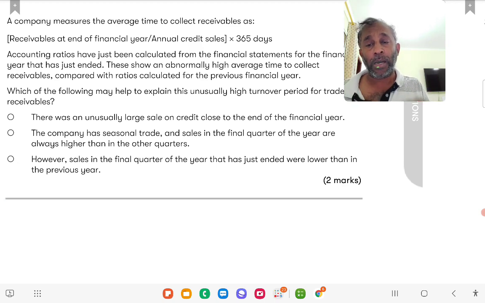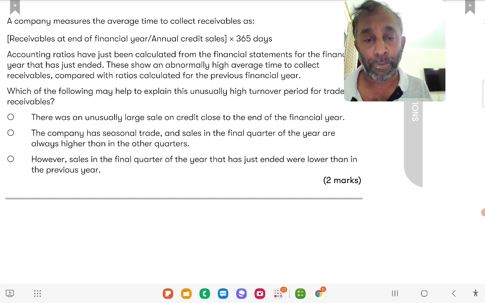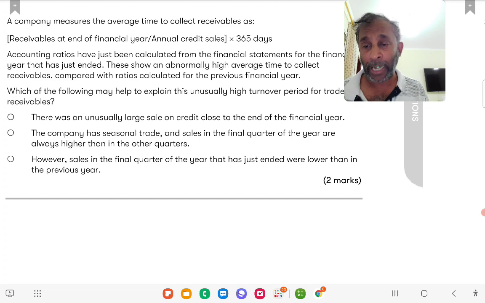Obviously, when you have more credit sales and high credit sales, then what is going to happen is that your receivables will be more. When the receivables will be greater, then your receivable ratio will be high. So option number 1 seems to be correct. The company has seasonal trade and the sales in the final quarter of the year are always higher than in the other quarters. No, that's not correct. However, sales in the final quarter of the year just ended were lower than, no, that's also not correct. So answer is the first one.